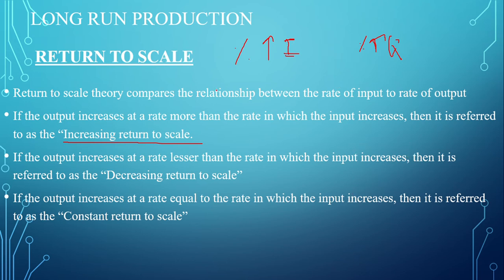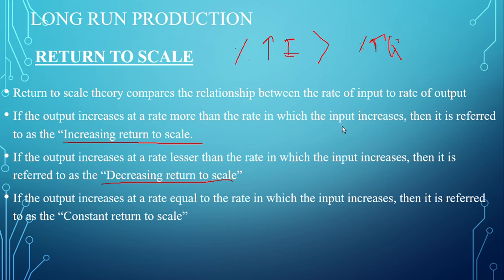How? When you increase the labor by 10%, the output is increasing by 5%. Let's say 100 to 110, 200 to 201. So about 0.5% or something is the increase in output. Clear? So that shows decreasing returns to scale. That means it is not good for the organization, something is wrong within the organization. Even if you increase the input, the output is barely increasing. Okay, so if the output increases at a rate less than the rate at which input increases, then it is referred to as decreasing returns to scale.